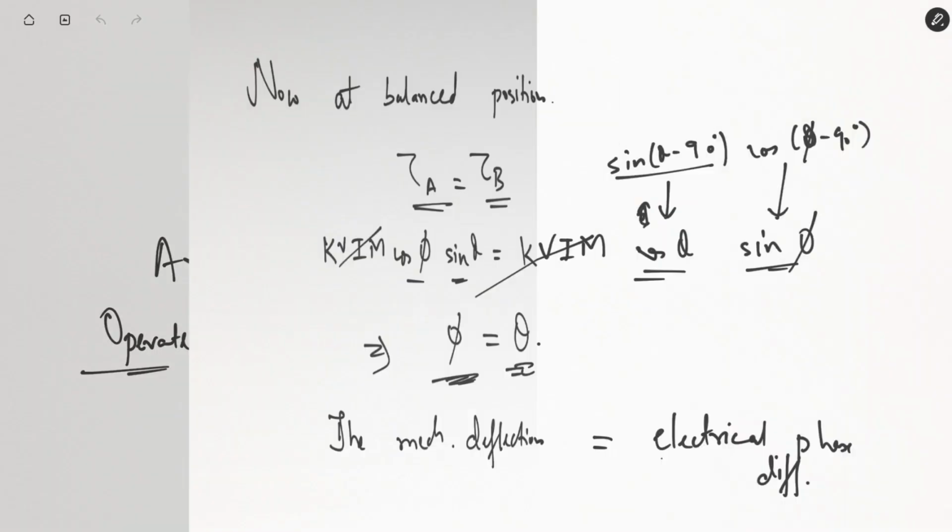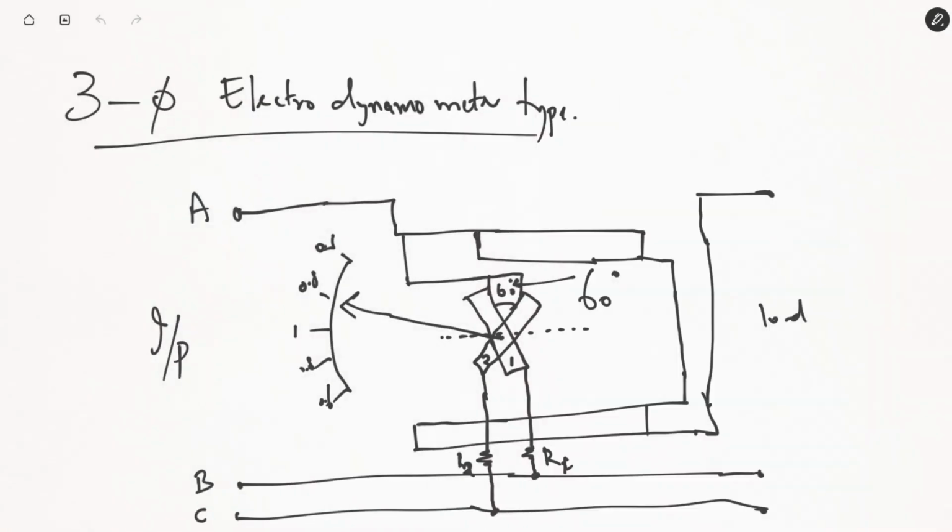In case of three phase, now you have understood the principle that you need to make sure that the currents in the two pressure coils are not in the same phase. So you introduced an inductance in case of single phase electrodynamometer type, but in case of three phase electrodynamometer type you do not need to introduce inductance. Again, you have a current coil here that's fixed, as well as the pressure coil.